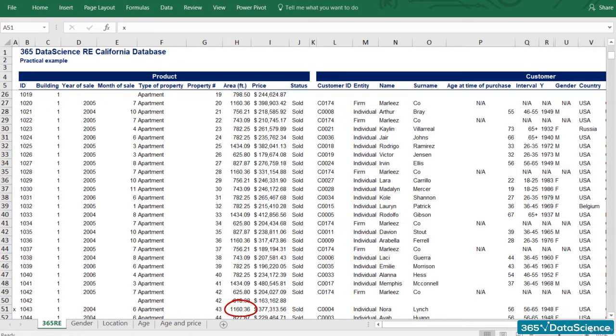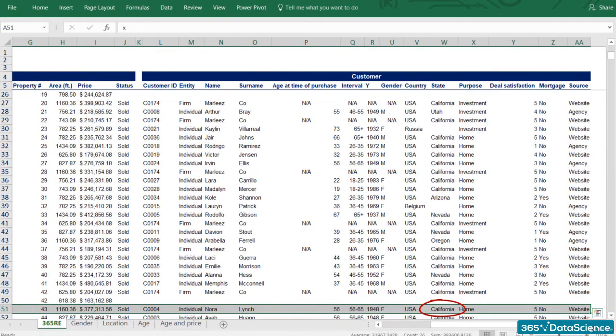$377,313 for an area of 1,160 square feet in June 2004. Nora is from California, felt very satisfied with the deal, and did not get a mortgage for the purchase. She found out about our product through our website.